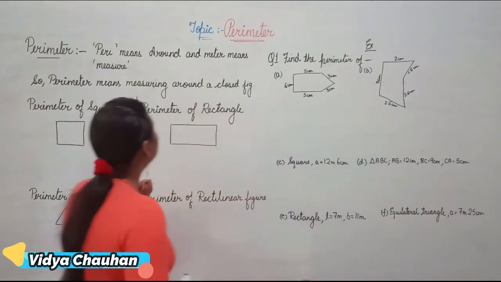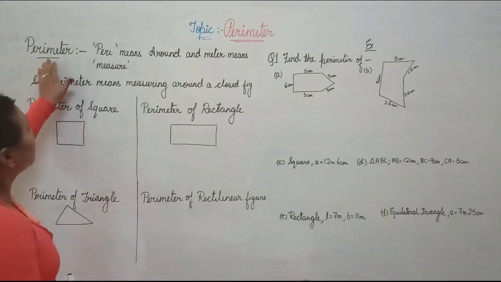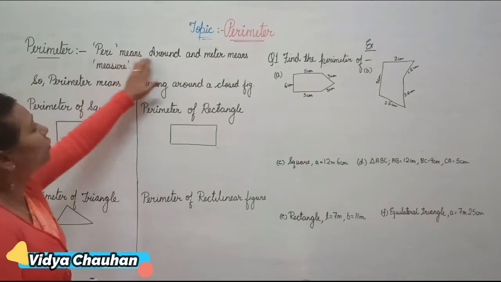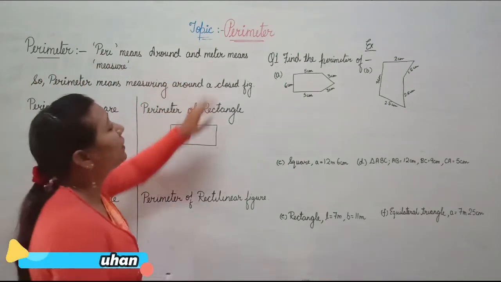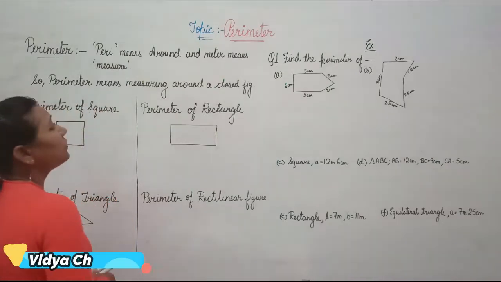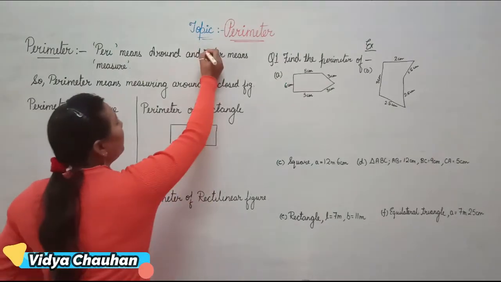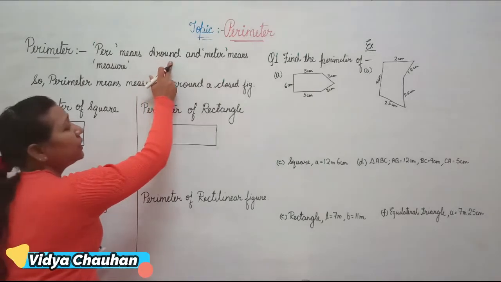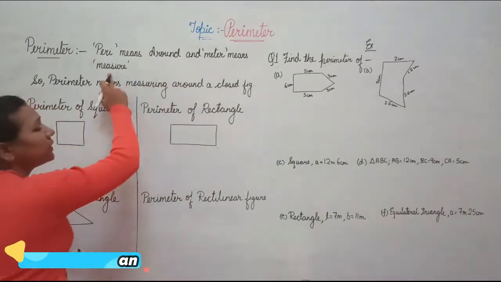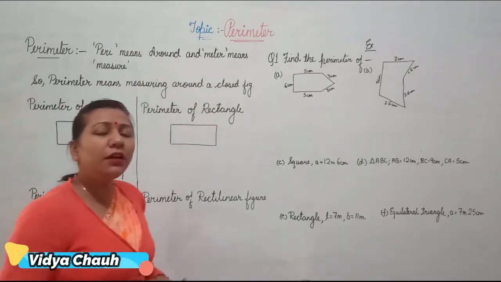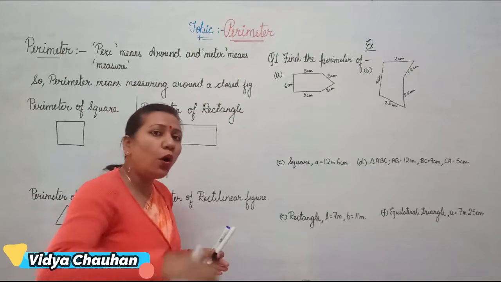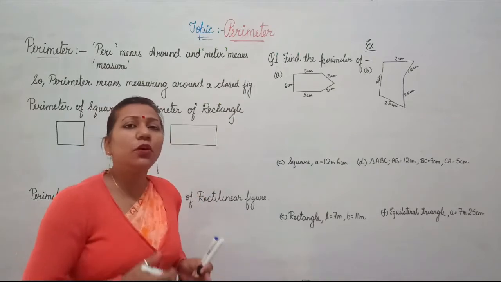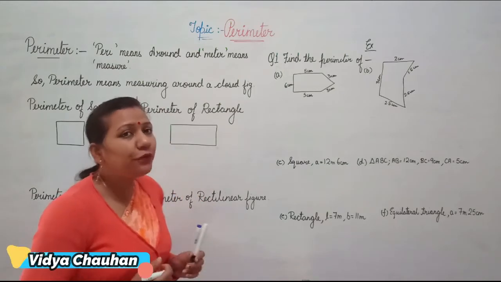So what is perimeter? If we split this word into two words, peri and meter. As you can see, I have written here peri and meter. The word peri means around and meter means measure. So that means the measure of any figure all around, that is called the perimeter of the figure.